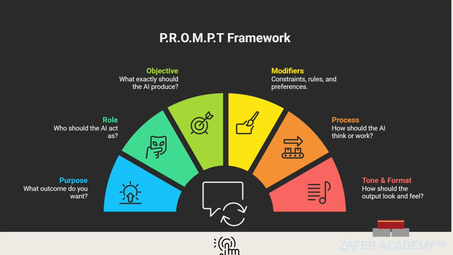The next thing is objective. What exactly should the AI produce? What are you looking for? What exactly should the AI produce? What is the objective of the prompt, right?